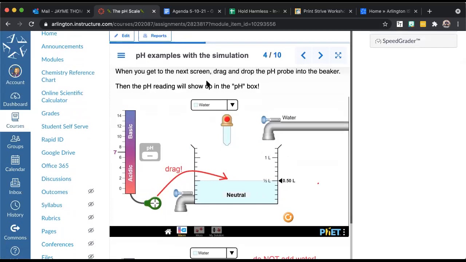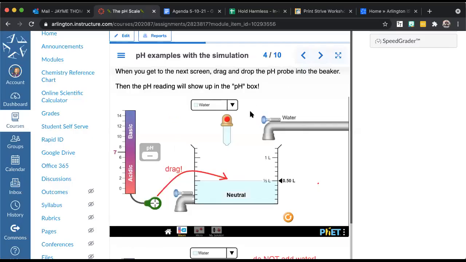So when it takes you to the next screen, this thing right here is called a pH probe. And you want to drag and drop it into the solution that's in the beaker, because when you do that, you'll see a number that will pop up in this box right here that says pH. So a pH meter or a pH probe, they're sometimes called different things, is something that can measure pH. It measures the amount of hydrogen ions that are dissolved in the solution, and it translates that to the number for pH.